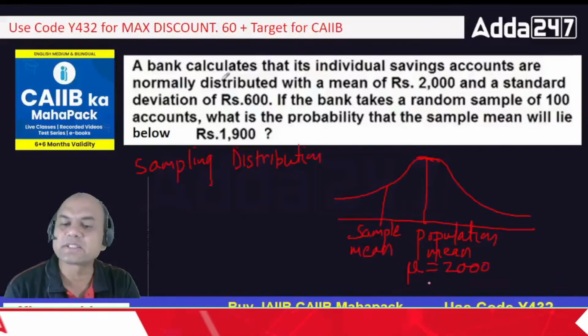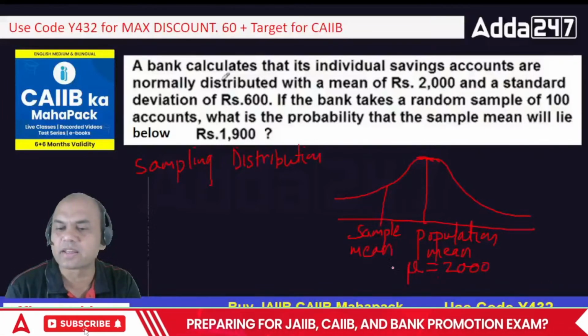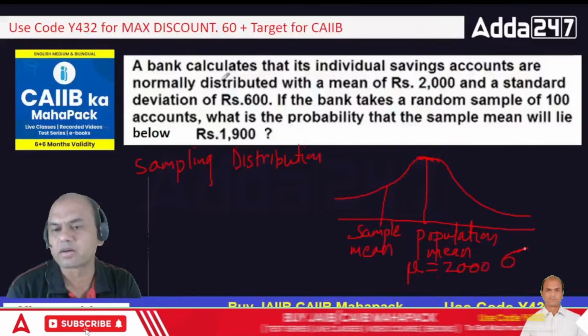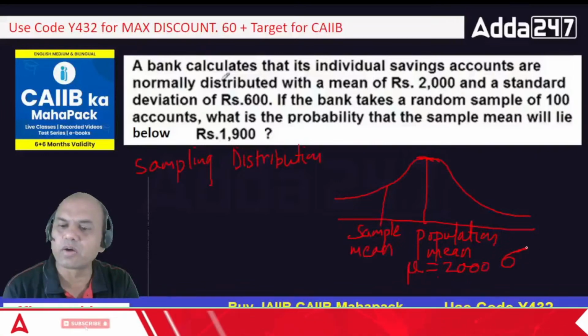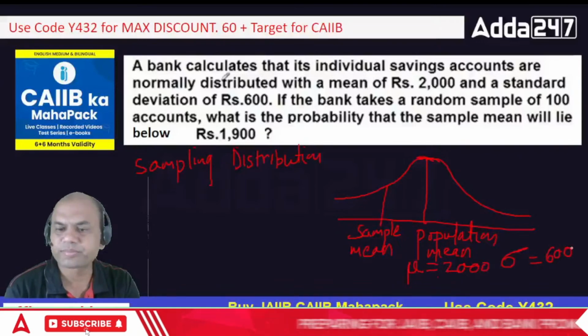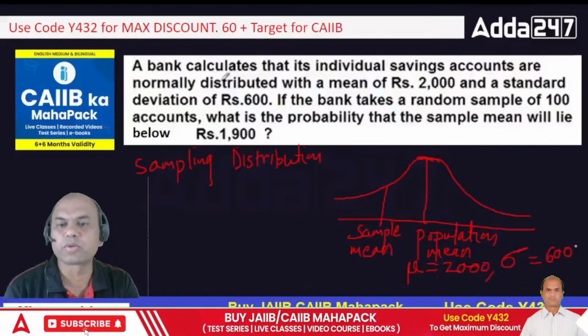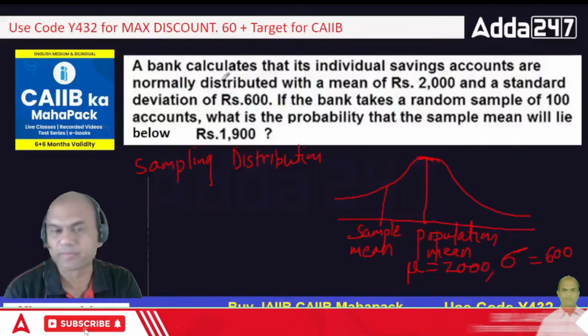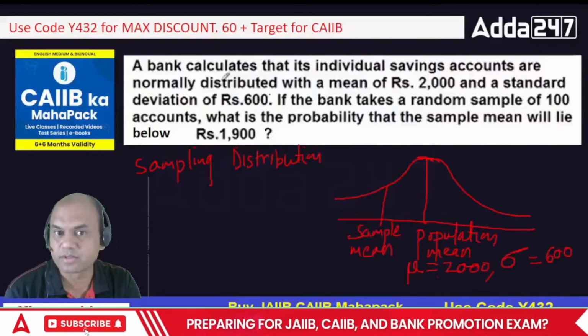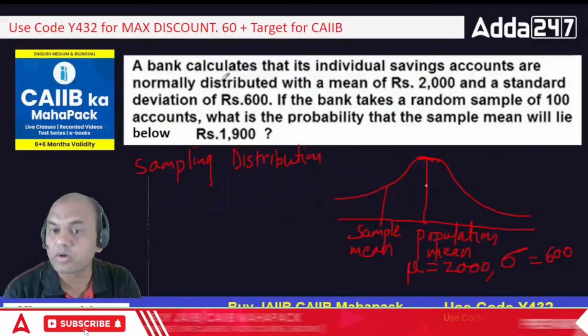And the standard deviation, sigma, is written like this. There are various ways, but I generally write it like this, a 6 with a long tail. So sigma is given as 600. These are the 2 points given about the population. Remember, both these points are for the population. Always remember this. These are not for the sample.